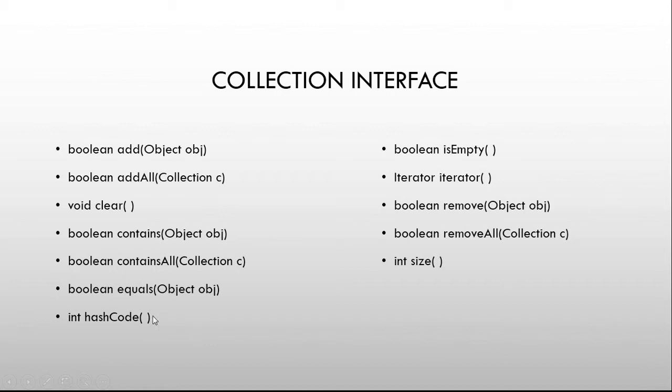Again we have hashCode, so that we can compare the hash code of two objects. isEmpty tells us if the collection is empty or it has some object in it. We have iterator, which basically gives the iterator of that collection so that we can iterate over it. Remove and removeAll are the two methods through which we can remove one or multiple objects from the collection. And size tells us what's the current size of the collection. Okay, let's go ahead.